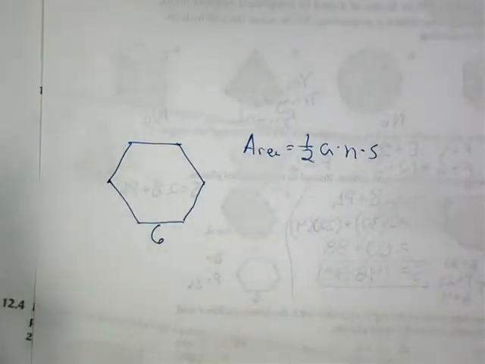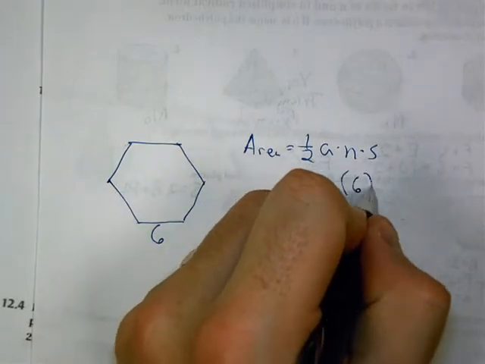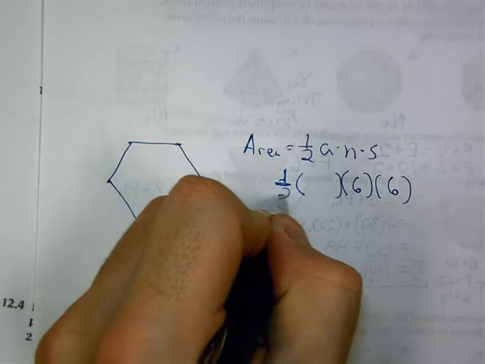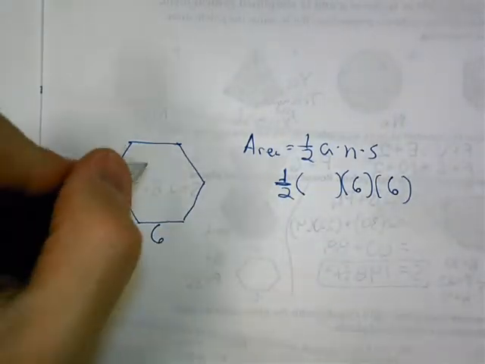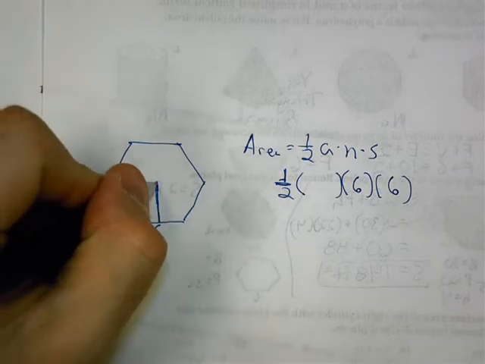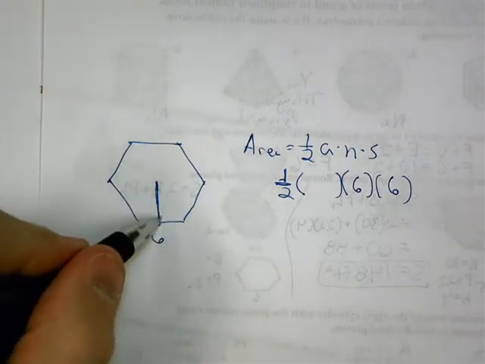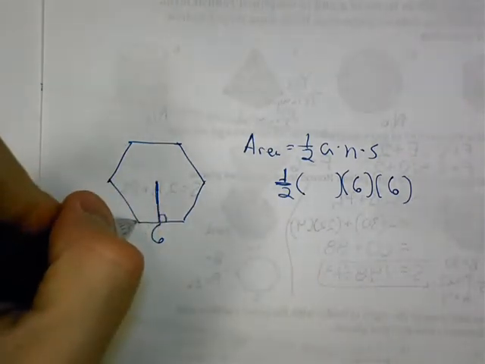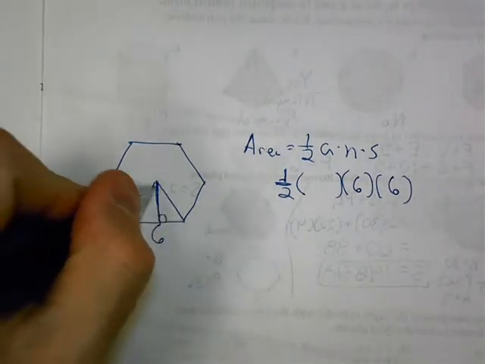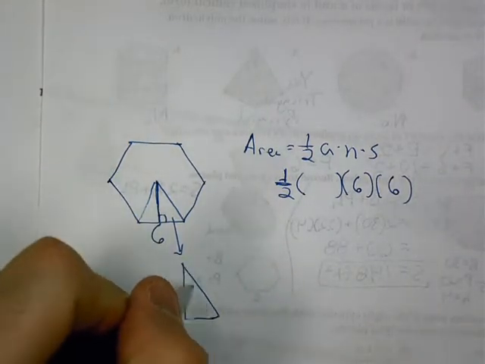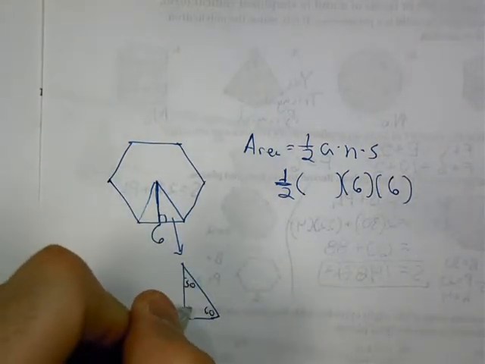Since I know 6 is my side length and I know it's a hexagon, I already have two of the values. The last thing I really need is the apothem. Now the apothem is the distance from the center to the side of the polygon that's perpendicular to it. So the way we get that is we draw a triangle here, then we cut that triangle in half, and it happens to be, in a hexagon, a 30, 60, 90.